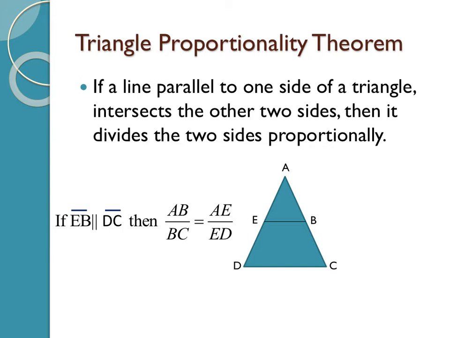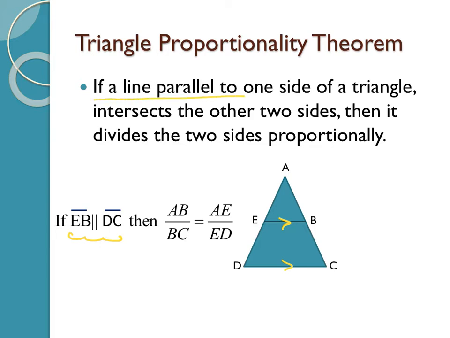And this one states that if a line is parallel to one side of a triangle, it intersects the other two sides, then it divides the two sides proportionally. So the two sides in this triangle that are parallel would be EB is parallel to DC. And that's what was given to us in our if-then statement. So that's what it's stating up here.